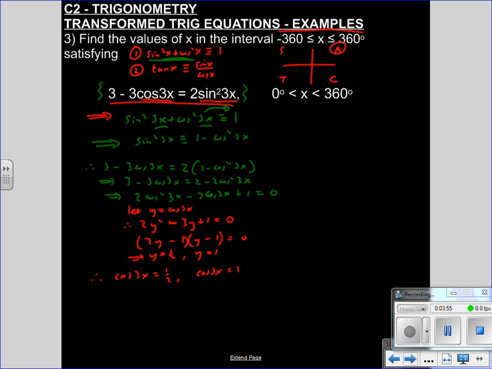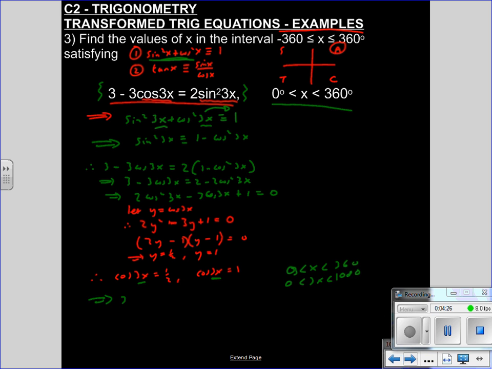Remember, this is now a simple solve, but we need to make our domain match. It says here between 0 and 360, so let's do it between 0 and 360 then. So we've got x is between 0 and 360, but we need 3x. So we're going to times everything by 3. So what's that? 1080. So let's first solve.